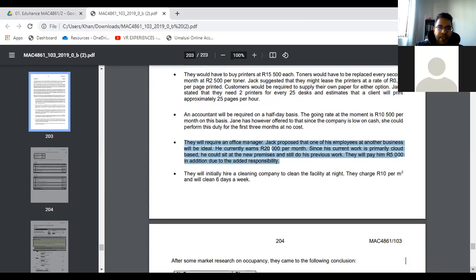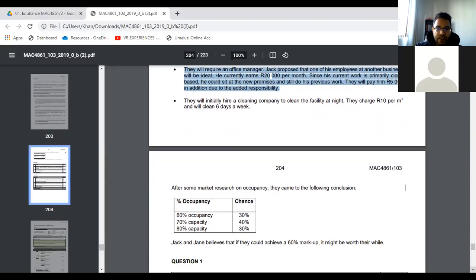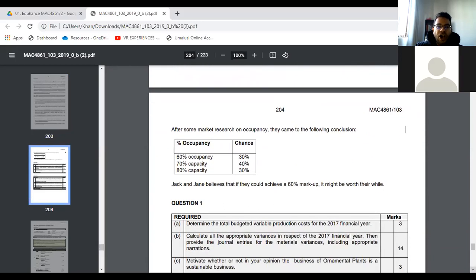They will initially hire a cleaning company to clean the facility at night. They charge 10 Rand per square meter and will clean 6 days a week. Okay, so it's 10 Rand per square meter, and 6 days a week that they're going to be working. Remember the square meters is 450.